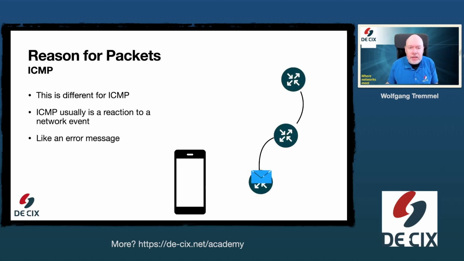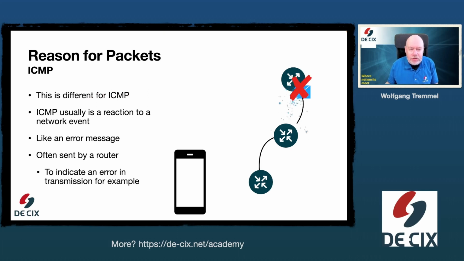ICMP, the Internet Control Message Protocol, sends packets as a result of a network event. Quite often, a router sends these packets to report an exception or an error, like, for example, in this case, a packet being dropped. So the router sends back an ICMP message to the sender of this dropped packet.